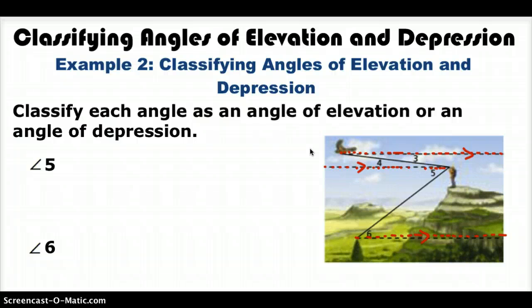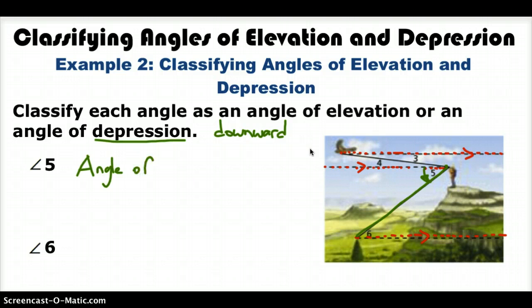And it asks us about angle 5. Angle 5 is formed by this horizontal line and the sight line of this person that looks down to the top of the tree. It's formed right here. So again, we have to think downward. It's the horizontal line that goes downward to the transversal. So again, we think depression, downward. This angle 5 is classified as an angle of depression. So again, pretty easy.